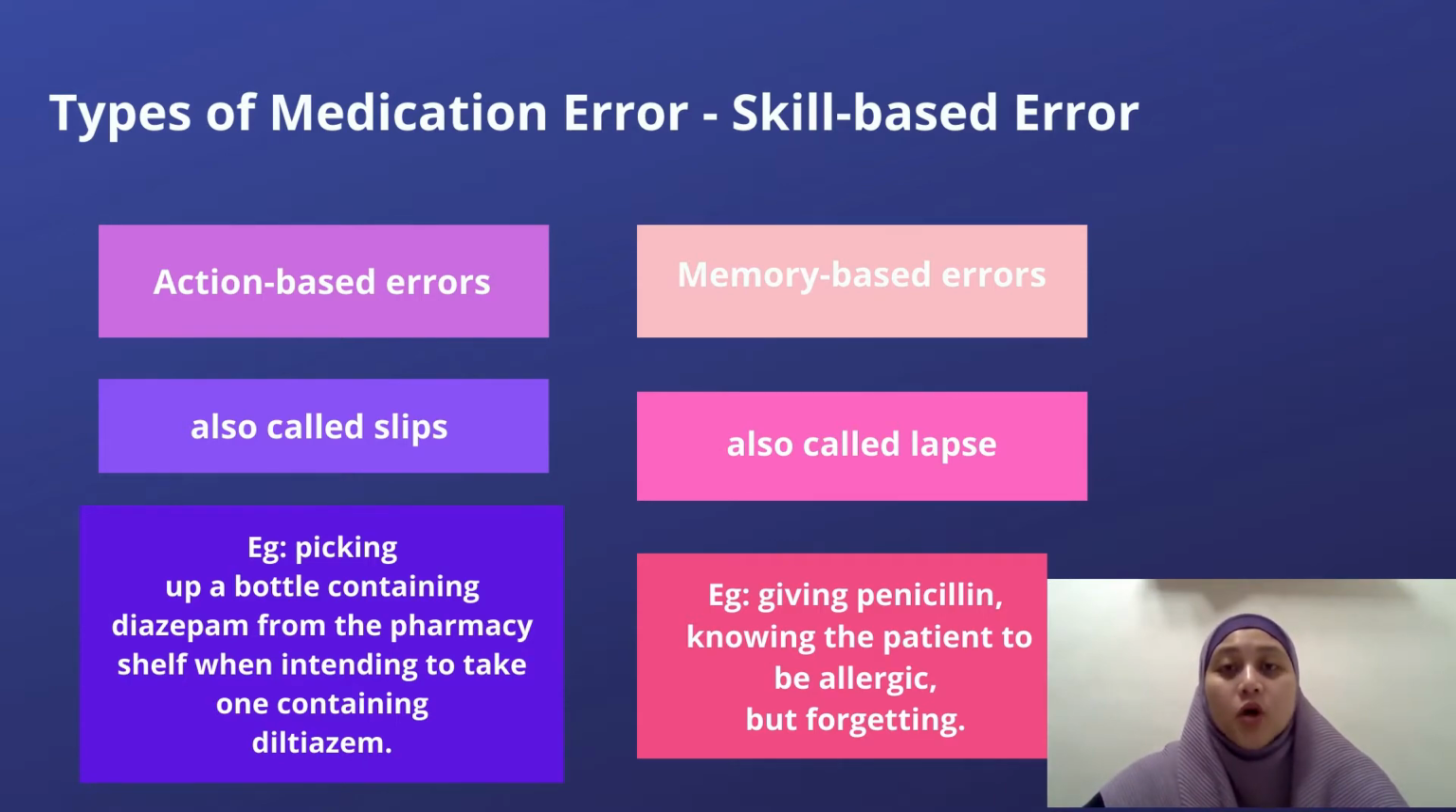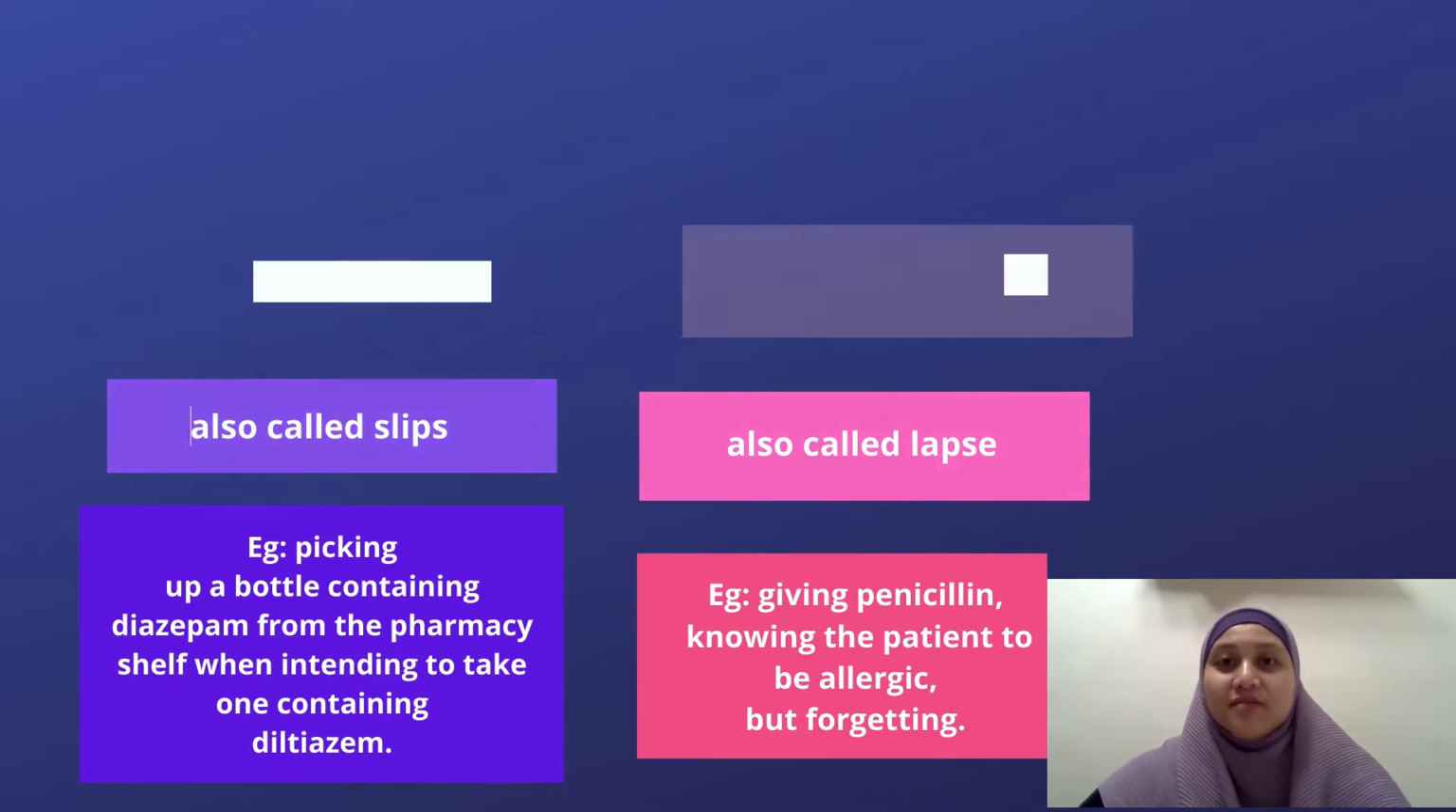Now, what about the fourth error? The fourth error is called memory-based error, which also known as lapse. An example would be a doctor giving penicillin knowing that your patient is allergic to it, but you forget about it. This is an example of memory-based error or the type 4 of error in medication.